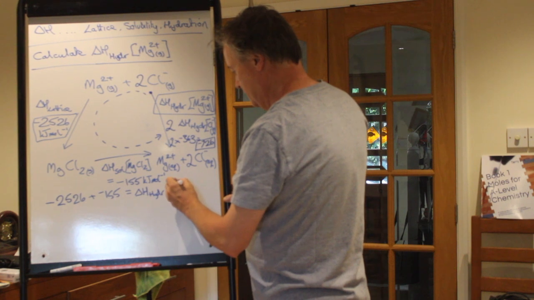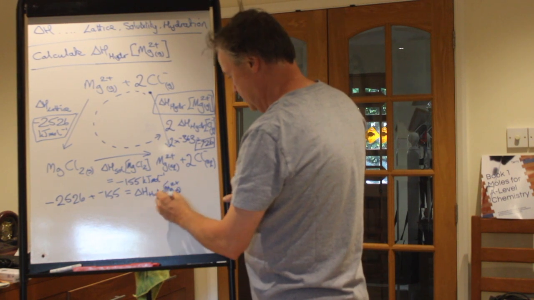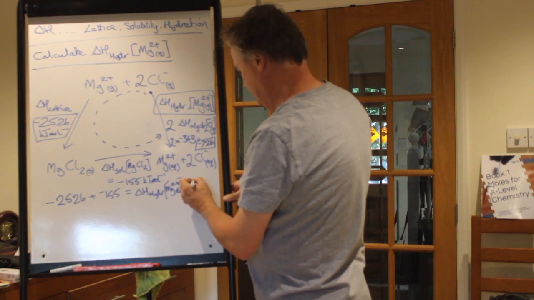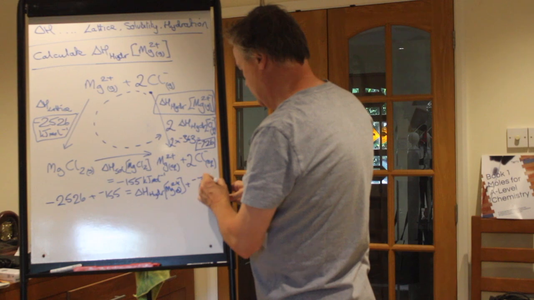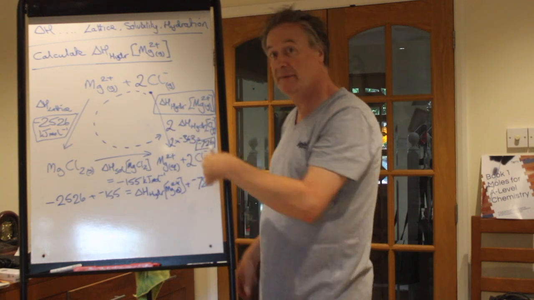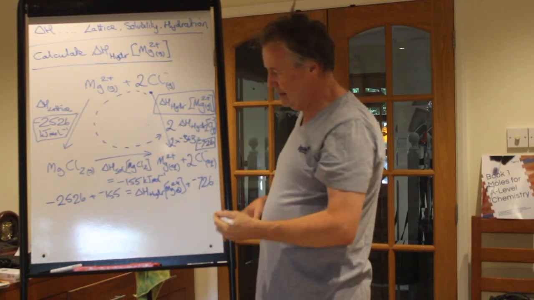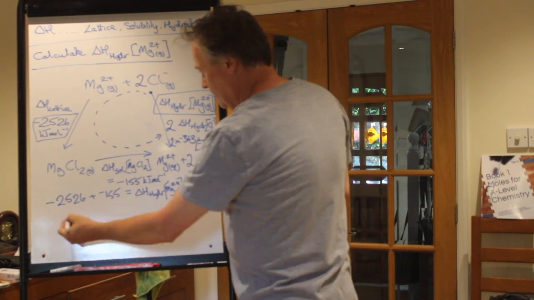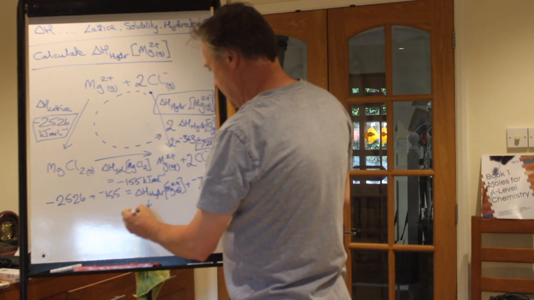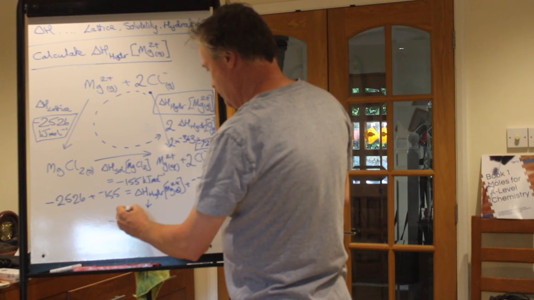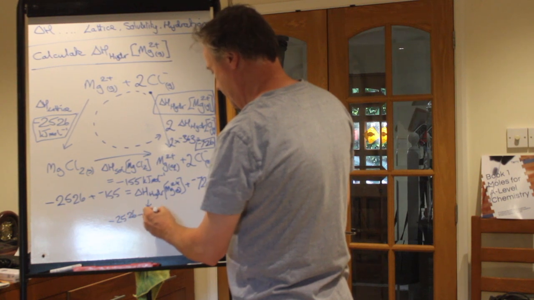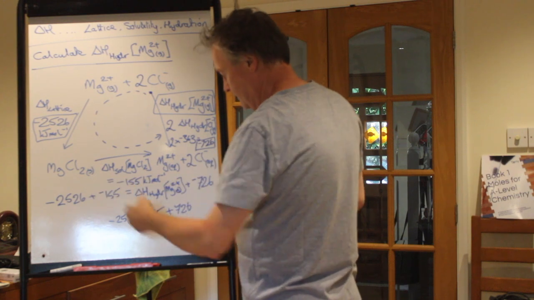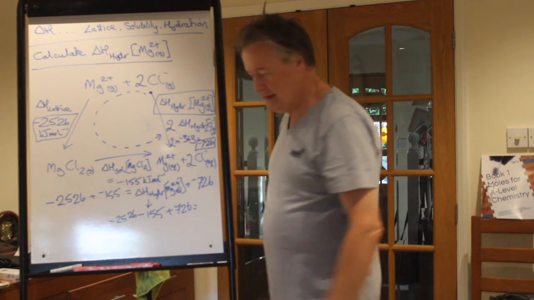delta H hydration of Mg2+ gas, it takes so long to write, plus -726. So we're summing together negative values. So what you then have to do is work that out. So that there is -2526 -155 plus 726. So take that over that side, and you put that together.